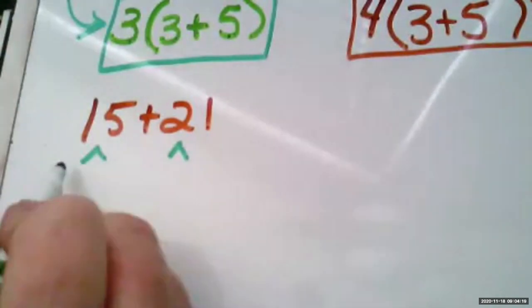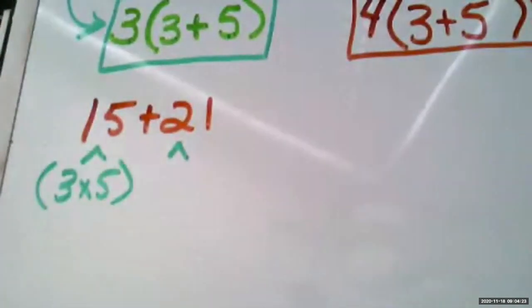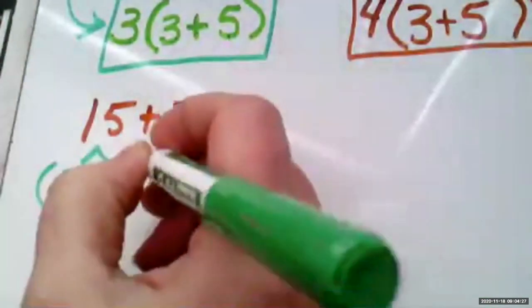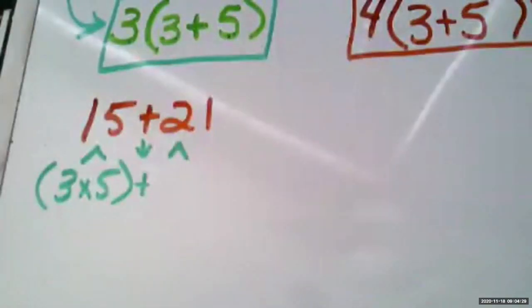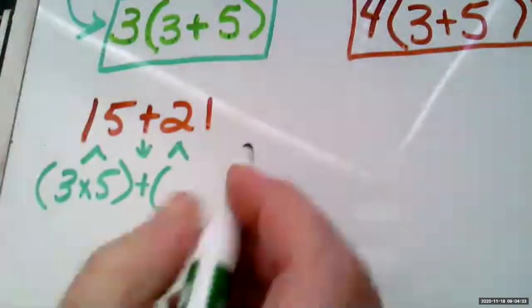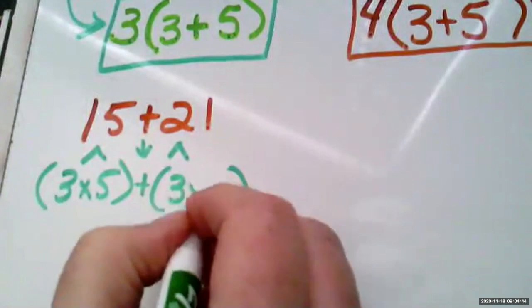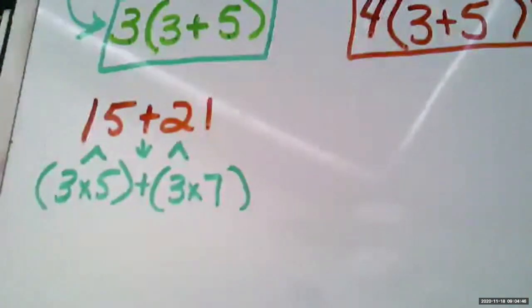Yes, you all know that 3 times 5 is 15. The next thing you do to make sure you don't forget is to bring down the plus sign. Now we're going to do 21. What times what equals 21? Good. I'm getting lots of right answers coming in very fast. So 3 times 7 is 21.